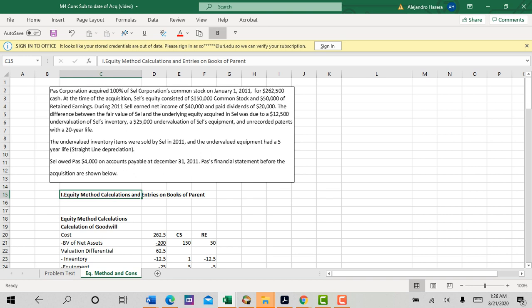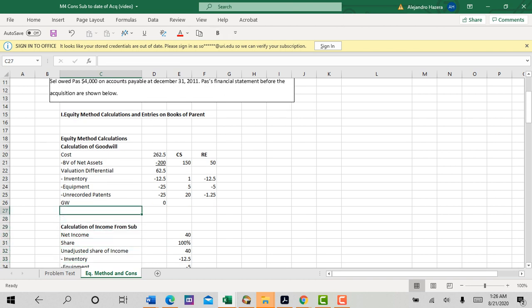We reverse the income account, make it 0. We're going to make the investment account 0 and replace those two things with the income statement and balance sheet of the sub, the whole income statement of the sub, the whole balance sheet of the sub. Okay, so let's just review what we did last time.